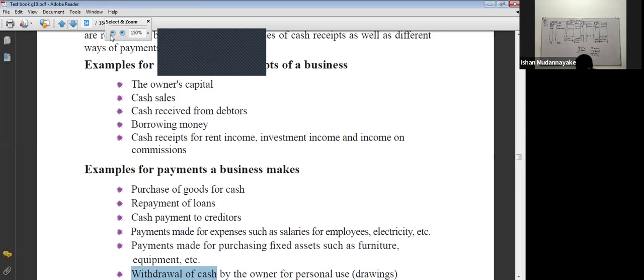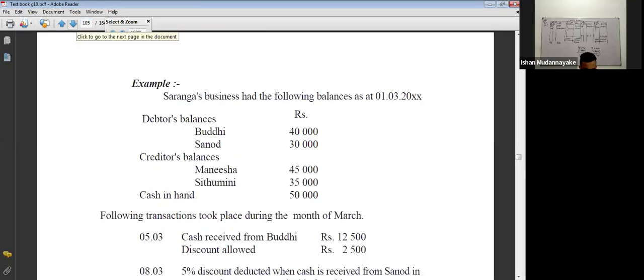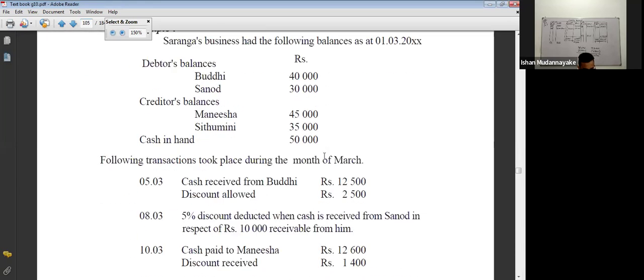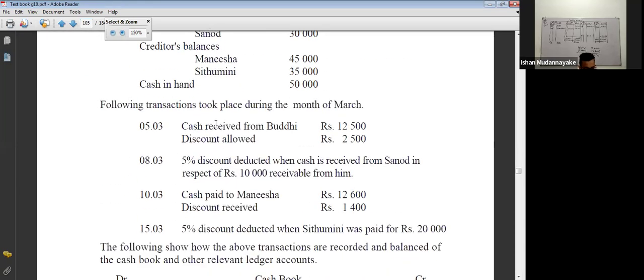In the textbook, page number 95. Shivani, page number 95 in the textbook. The following transaction took place during the month of March.